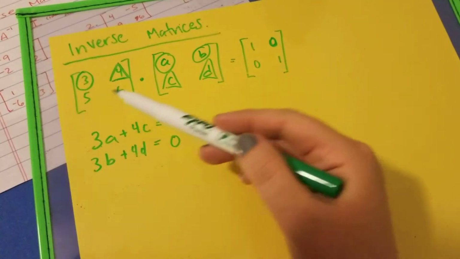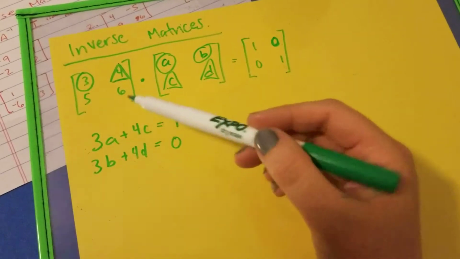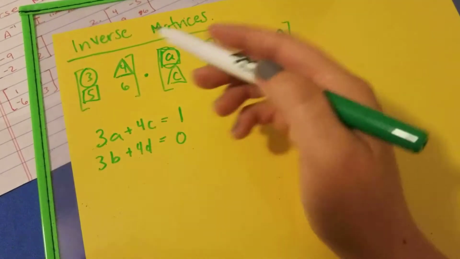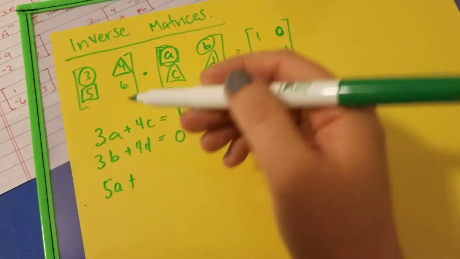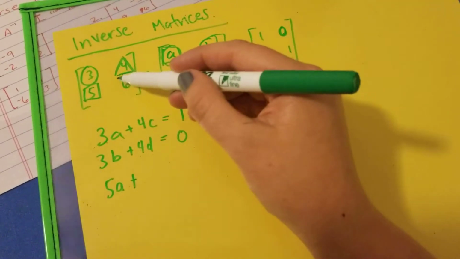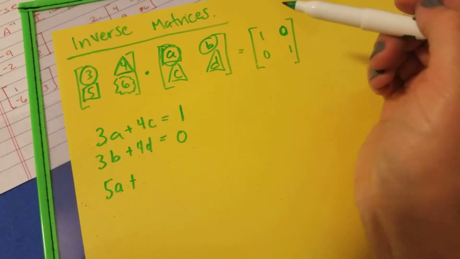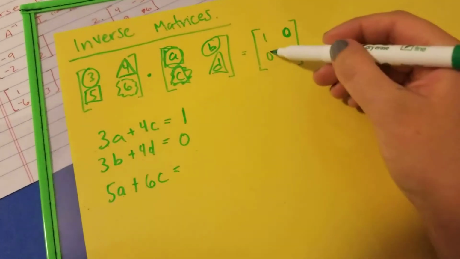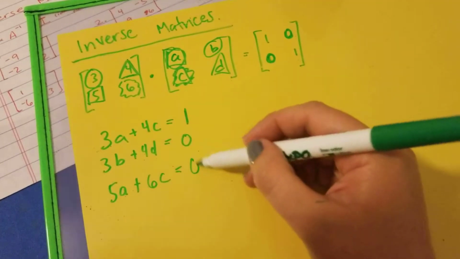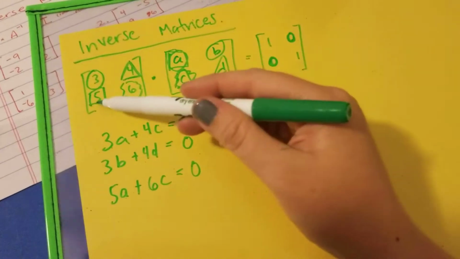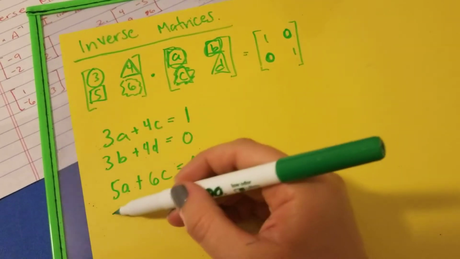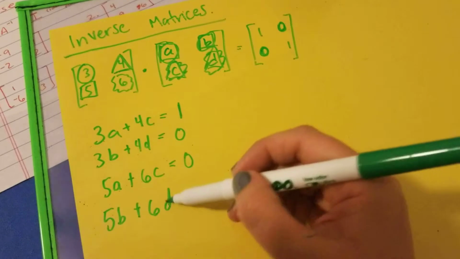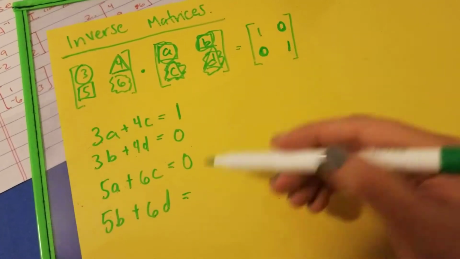Then we're going to go to the second row, sorry. So we have 5 times A, so 5 times A is 5A, plus 6 times C, which is 6C. And that's going to give us the third number in our matrix. So that equals 0. And then we have 5 times B, which is 5B, plus 6 times D, which gives us 6D. And that's going to give us our fourth number, which is 1.